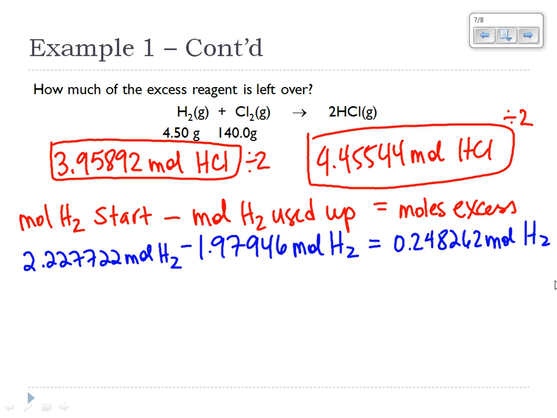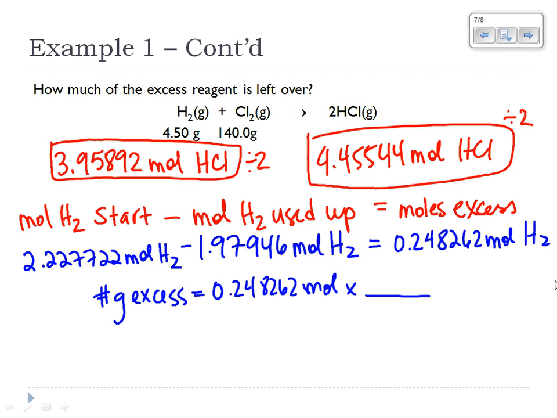Okay, so usually you could leave it like that. I haven't specified in the question that you need to convert it to grams, but the last step would be to convert it to grams. So to find the number of grams of excess H2 would be 0.248262 moles times by, in this case, the molar mass of hydrogen. So 0.501 grams of H2. So I started off with 4.5 grams of H2. I'm using about 4 grams of my H2, and I'm going to have 0.501 grams of H2 left over.